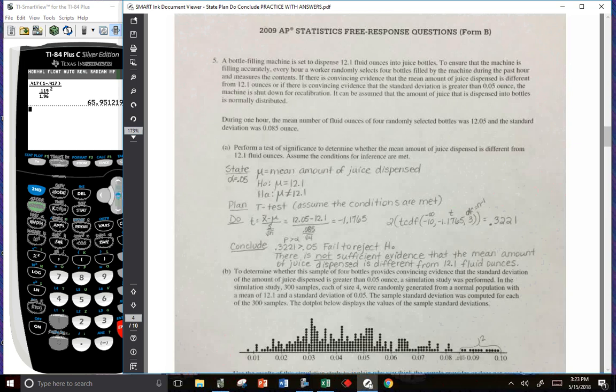That's nice, right? Okay. So during 1 hour, the mean number of fluid ounces of 4 randomly selected bottles was 12.05 and the standard deviation was 0.085 ounce. So let's really make it clear which is which. Okay, mu is 12.1. Agree? X bar is 12.05. Y'all get me? Sigma is 0.05. S is 0.085.